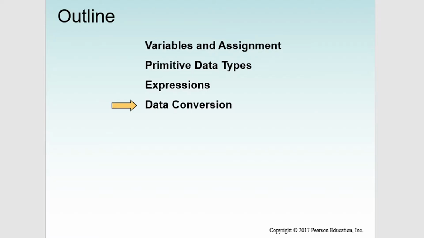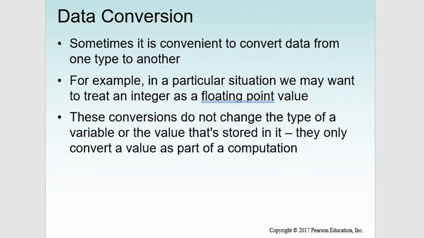Data conversion. Sometimes it's convenient to convert data from one type to another. For example, in particular situations, we may want to treat an integer as a floating point value. These conversions do not change the type of a variable or the value that's stored in it. They only convert the value as part of the computation.